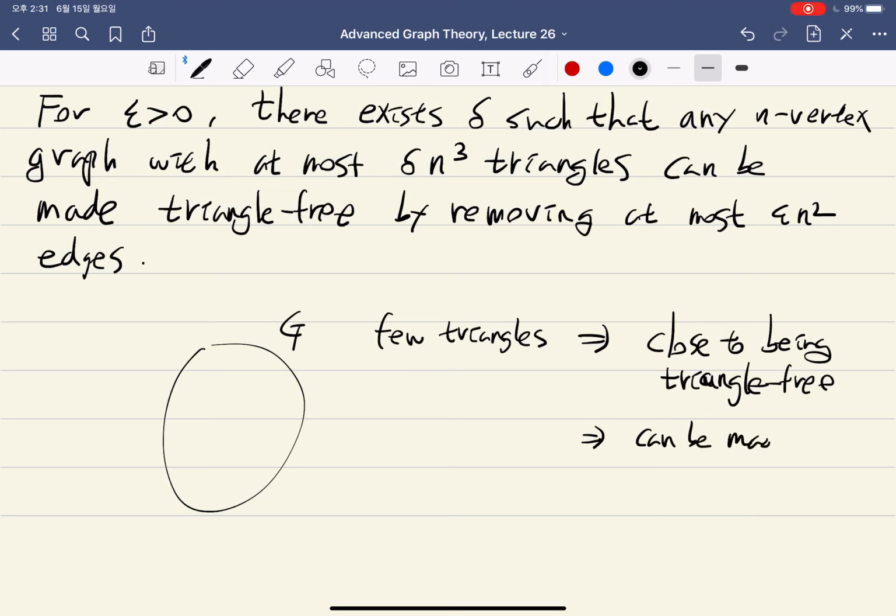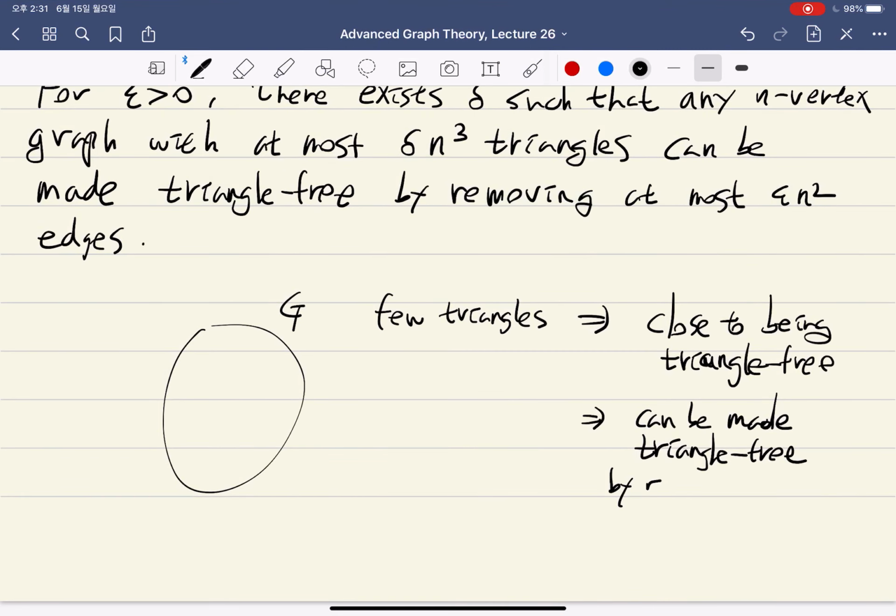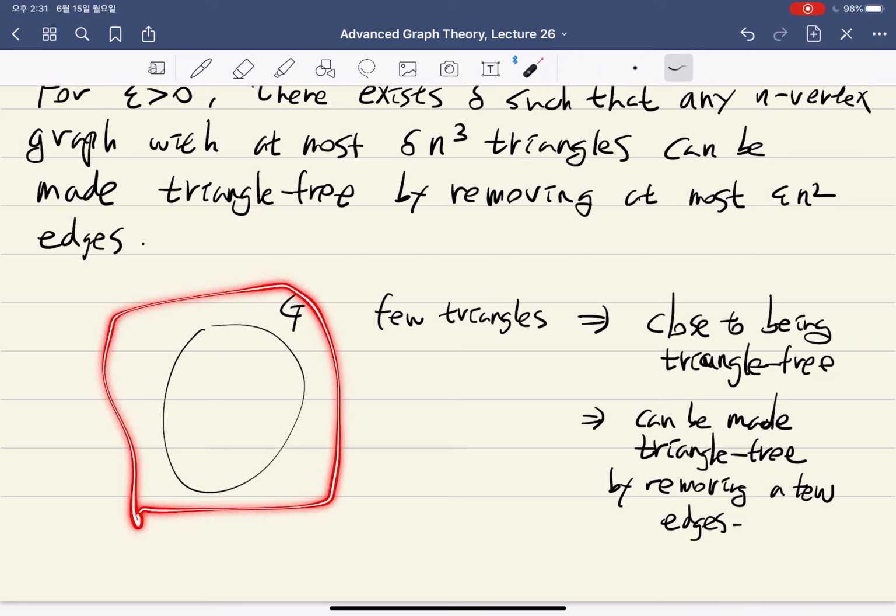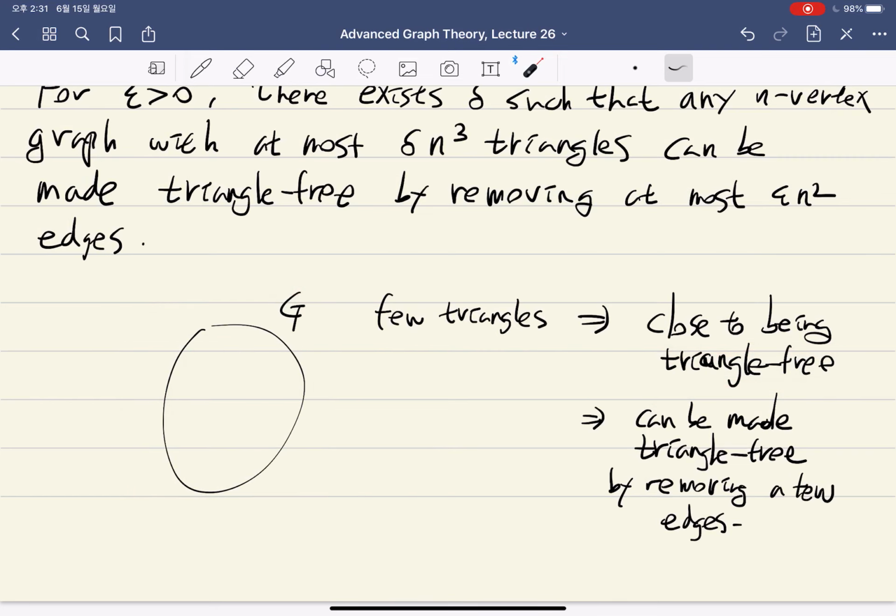Can be made triangle free by removing a few edges. So maybe it seems quite intuitive. If you don't have many triangles, then maybe you can delete one edge from each triangle so that you become triangle free. Because there are not many triangles, the number of edges we have to remove might be small.